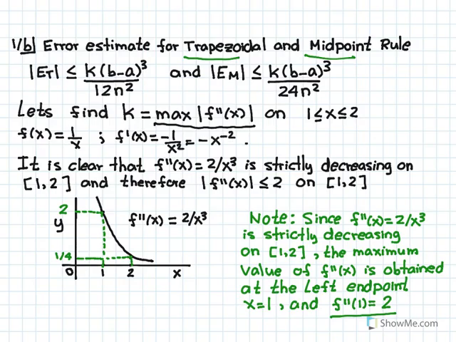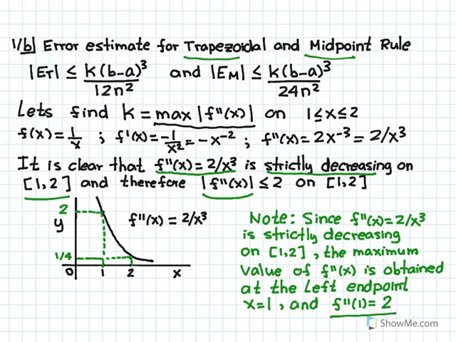They're both the same. Now differentiate again, and we get f double prime of x is equal to, apply the power rule, minus times minus 2, we get 2, x to the minus 3, which can be written as 2 over x cubed. Now, it's clear that the second derivative, f double prime of x, is equal to 2 over x cubed, is strictly decreasing on the interval 1 to 2, and therefore the absolute value of the second derivative would be less than or equal to 2. It would be less than this amount on the interval 1 to 2.